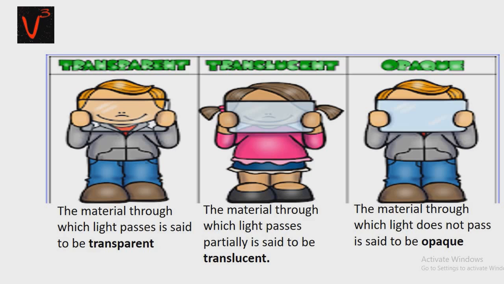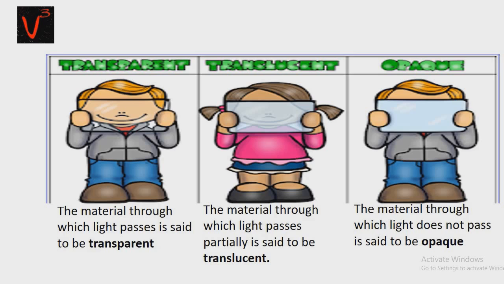See in the second image, children, the girl is holding a glass, but can you see her clearly, her skin color? No, right? So such materials through which you cannot see clearly, but you are able to see some part of the person, that is called a translucent object. That is the material through which light passes partially. Partially means let some light pass through it. Very little amount of light can pass, like your water bottle. Such materials are translucent material.